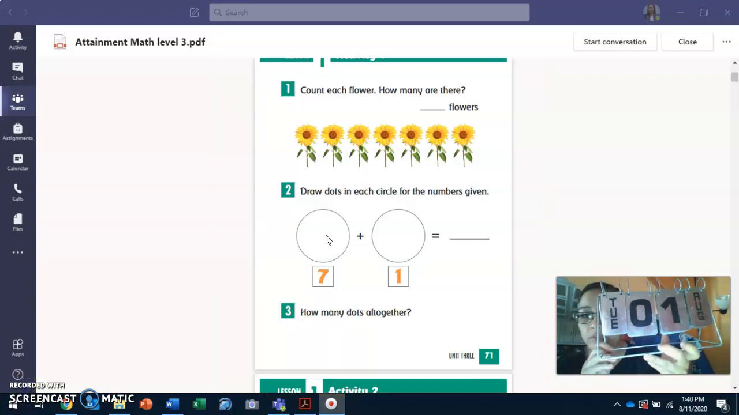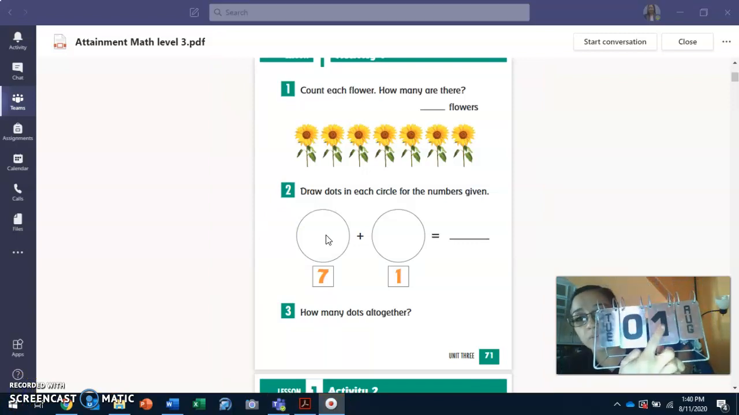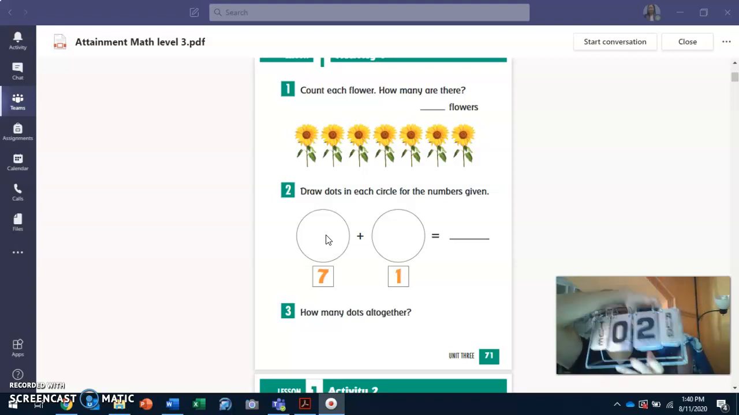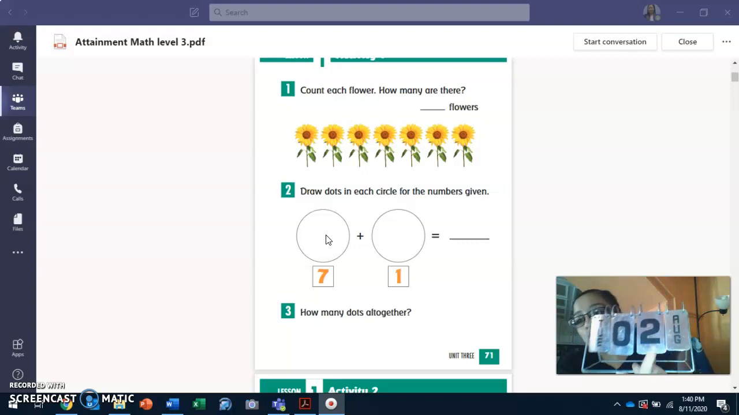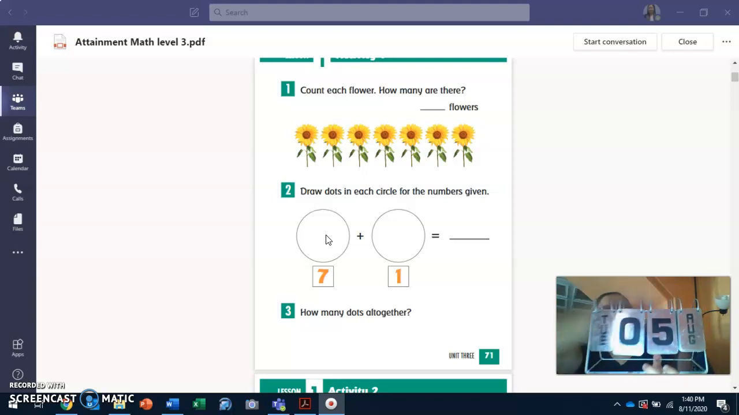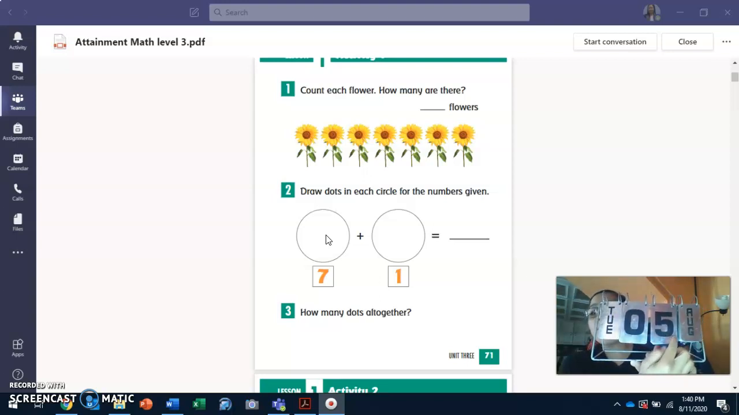So let's review. This is number 1. So this is what number 1 looks like. Everybody say 1. 1. What number is this? 2. Everybody say it. Get ready. 2. What number is this? 3. Everybody say it. Get ready. 3. What number is this? 4. Get ready. 4. What number is this? 5.